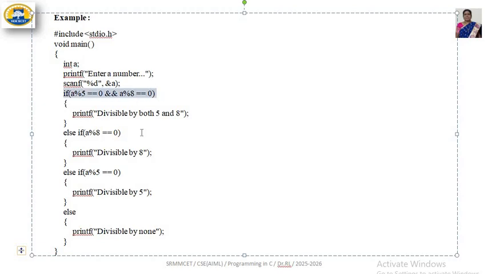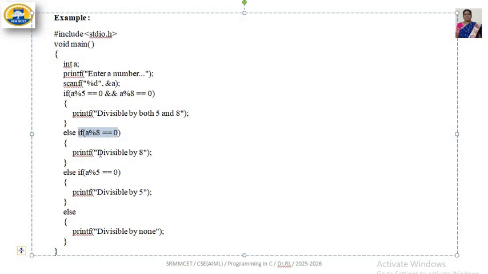So if it is true, the statement printf "divisible by both 5 and 8" is executed. That is, A is divisible by both 5 and 8. Else, that is false, the else part condition is checked: A mod 8 equal to 0.